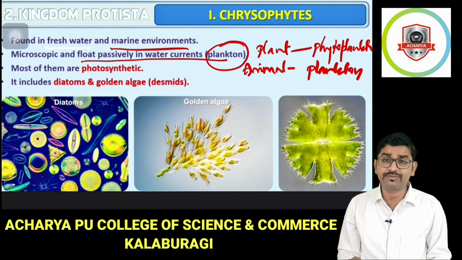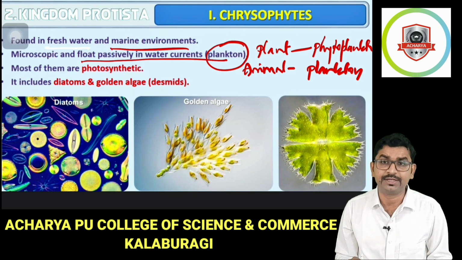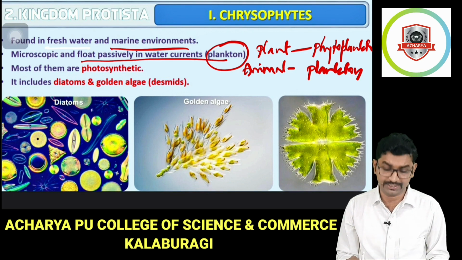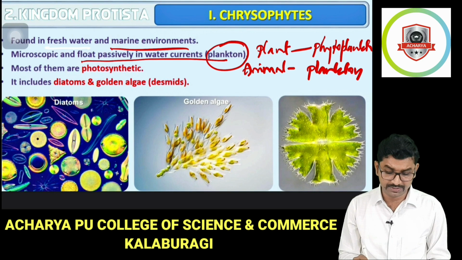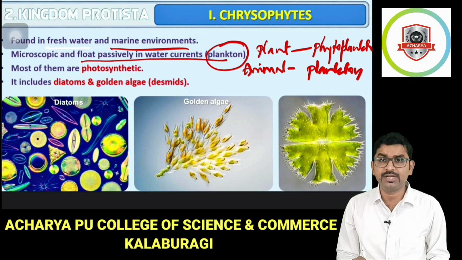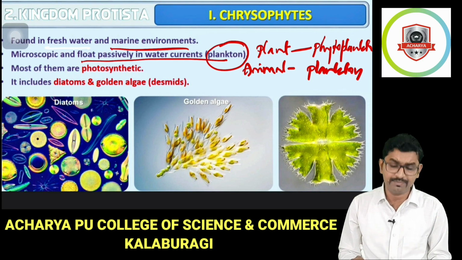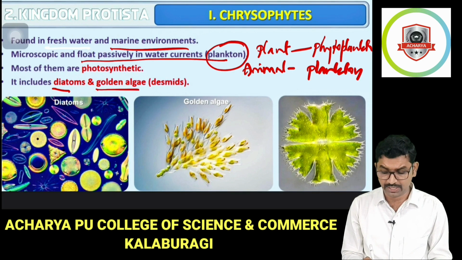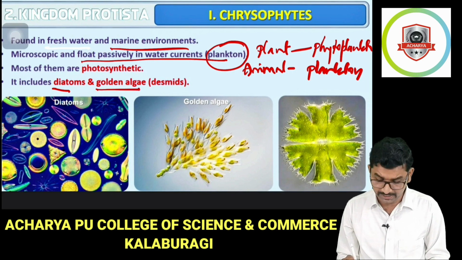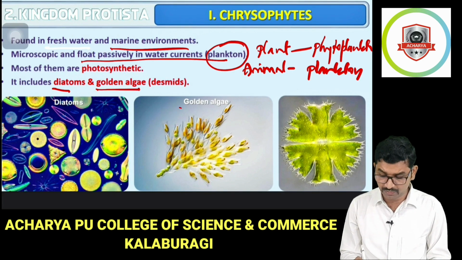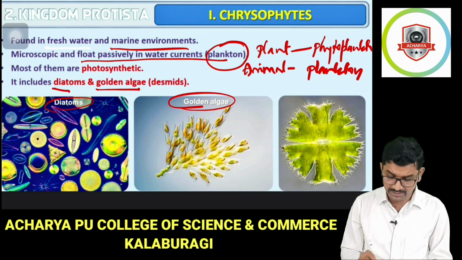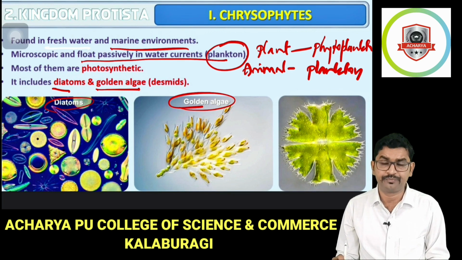Clear? Most of them are photosynthetic. They are photosynthetic, having photosynthetic pigments. This includes common members like diatoms and golden algae. You can see this golden algae and these are the diatoms. Clear?